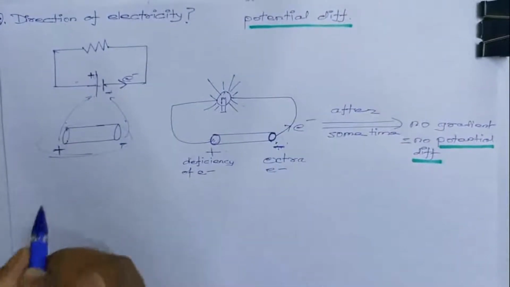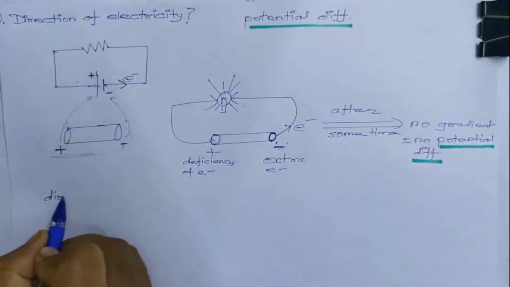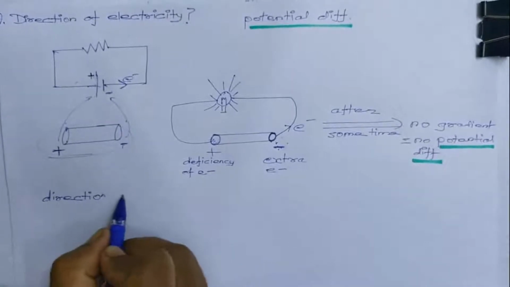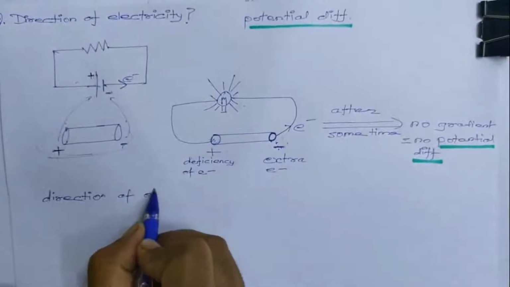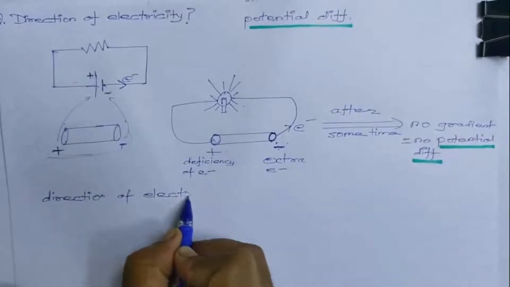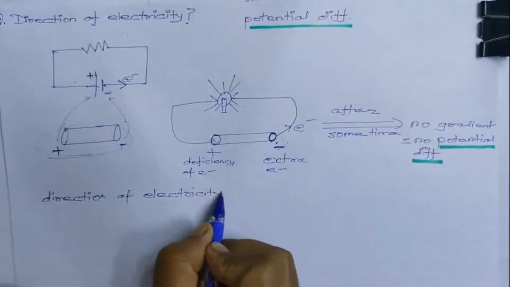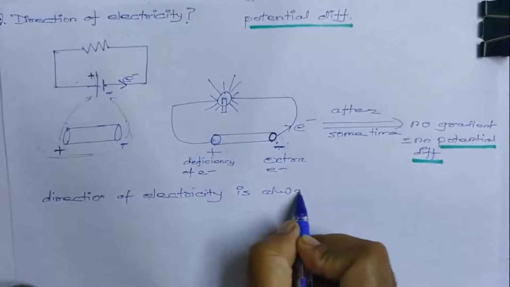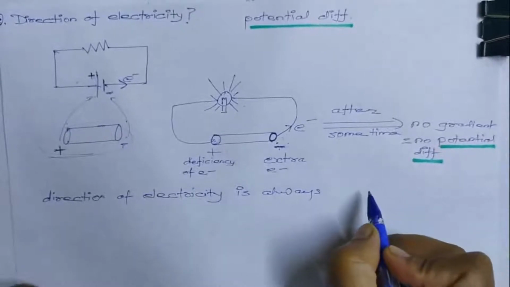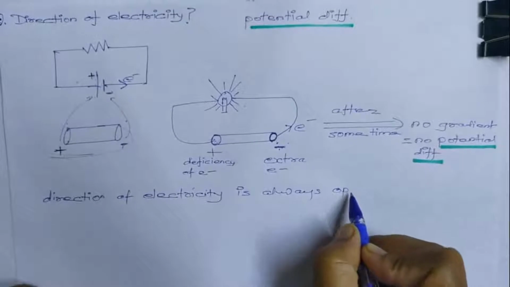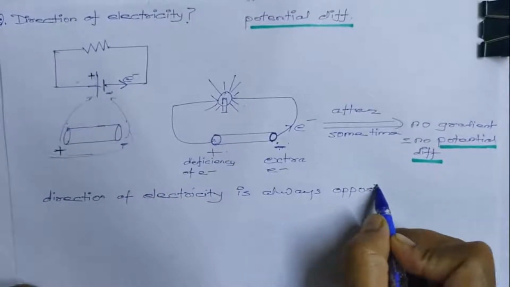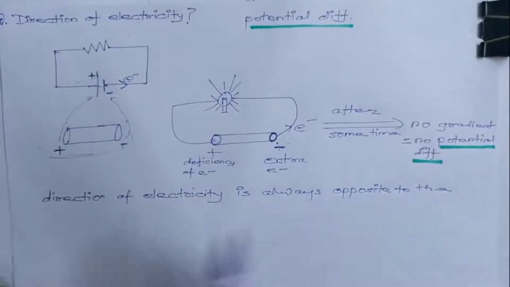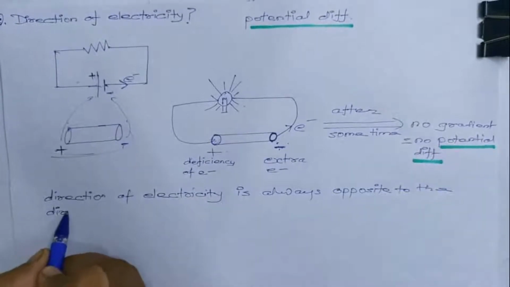Now, let me write it down. Direction of electricity is always opposite to the direction of the flow of electrons. Always opposite to the direction of the flow of electrons.